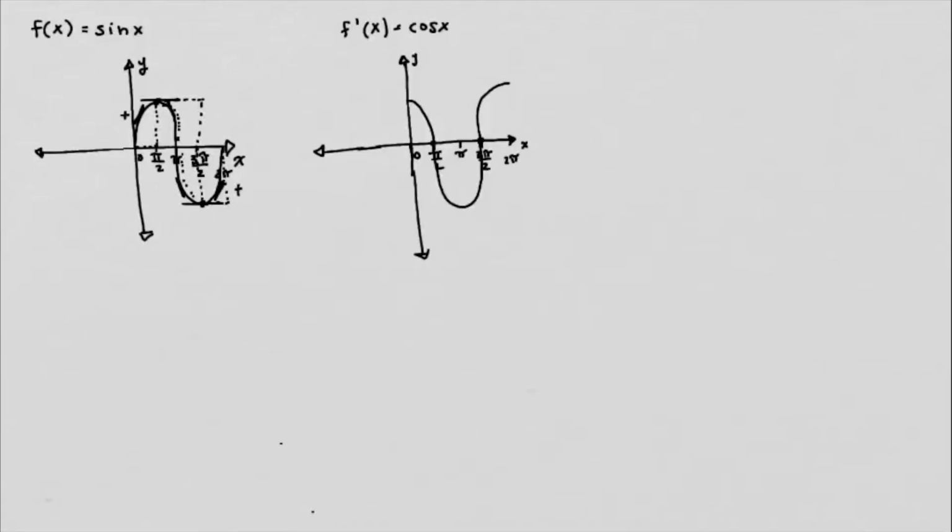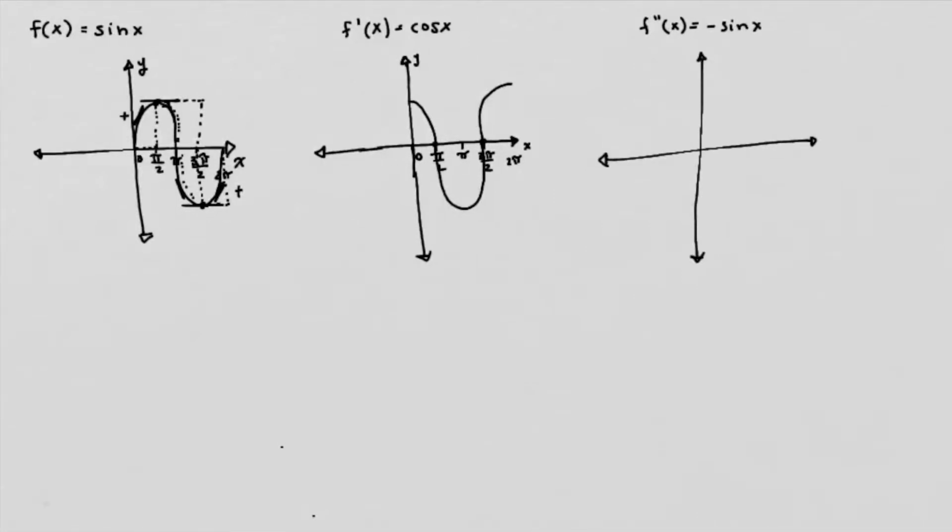So now you have to go through the same process when graphing the second derivative. So first, let's take the second derivative, which is negative sine of x. And let's just draw our graph and label everything once again.